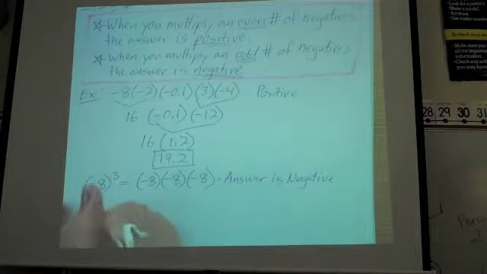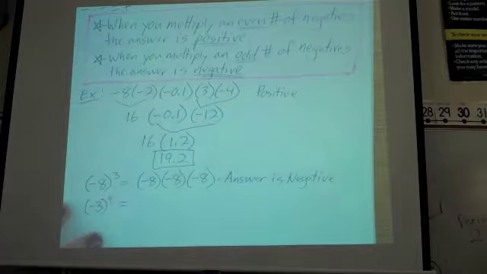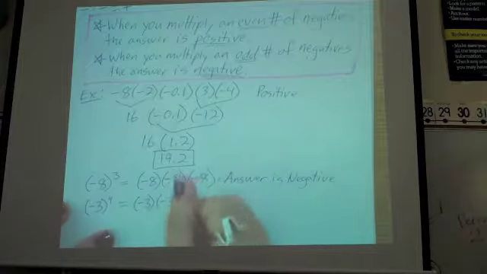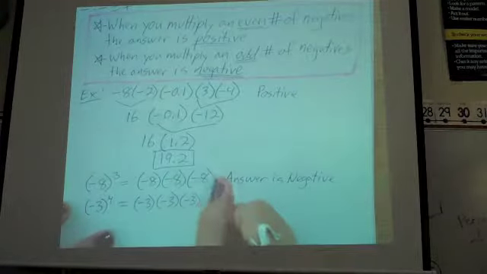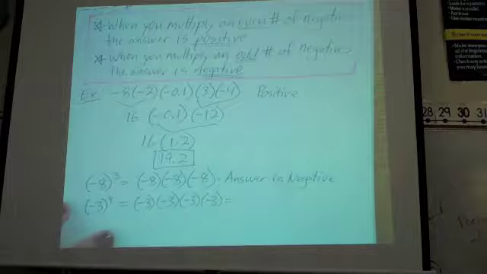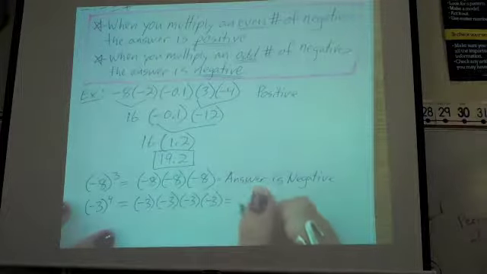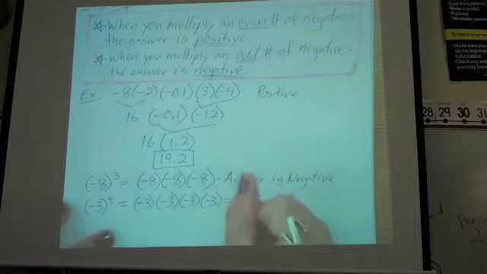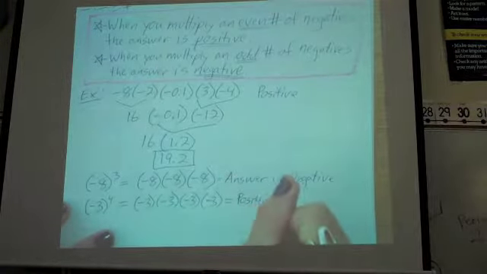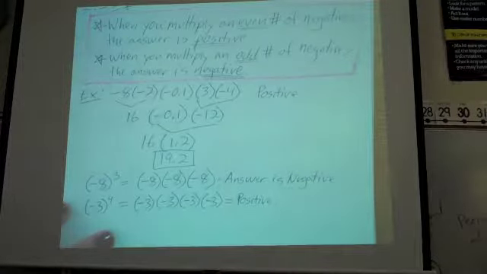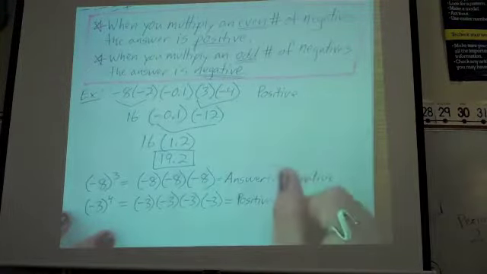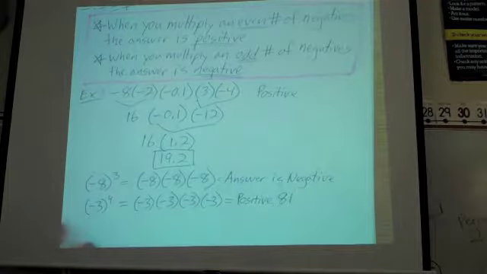Let's try negative 3 to the fourth power. This is equal to negative 3 times negative 3 times negative 3 times negative 3. So I have 4 negatives. That is even, so the answer will be positive or negative? Positive. Are you sure? Yes. Positive. Very good. You can again multiply out of order. 3 times 3 is 9. 3 times 3 is 9. 9 times 9 is 81. So that's a quick way of figuring that out.